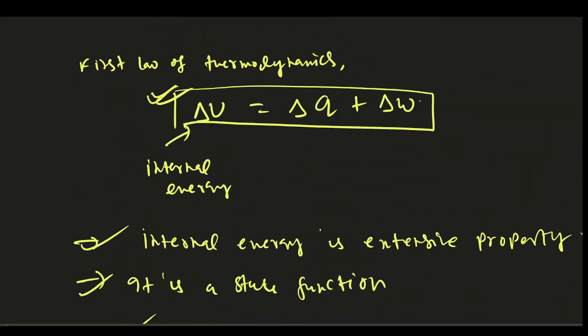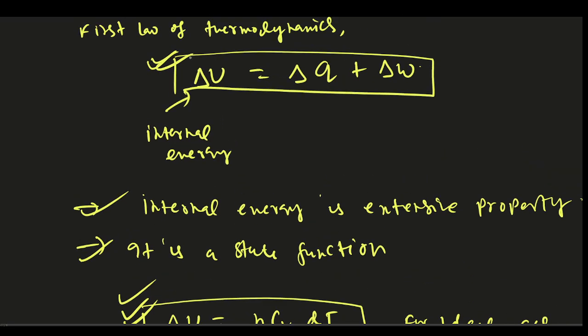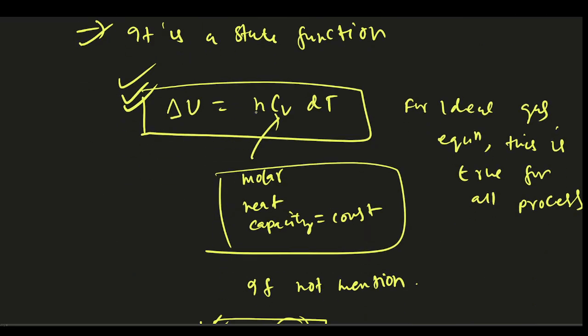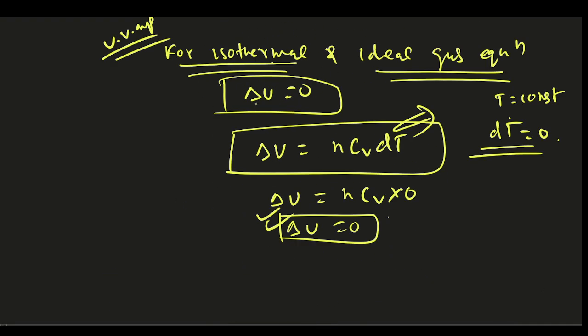So for internal energy, three things you have to remember: delta U equals delta Q plus delta W, and delta U equals n Cv delta T, and Cv you will always take as constant until and unless it is mentioned that it depends on temperature, then only can you take Cv as not constant and do integrations. And if it asks for isothermal and ideal gas equation, then delta U is always 0.